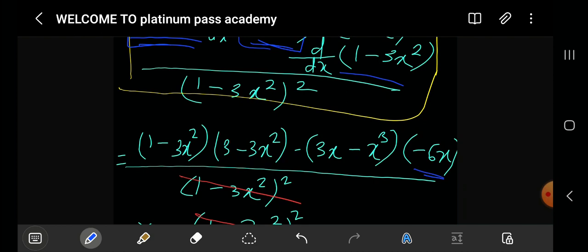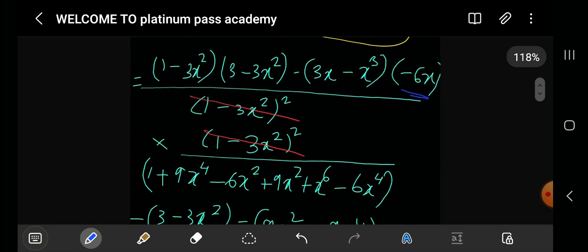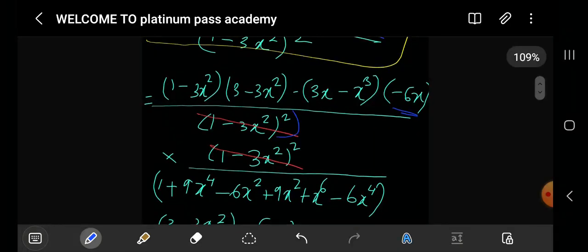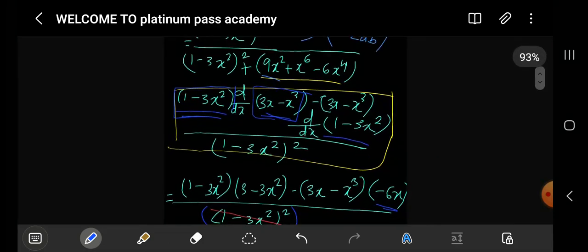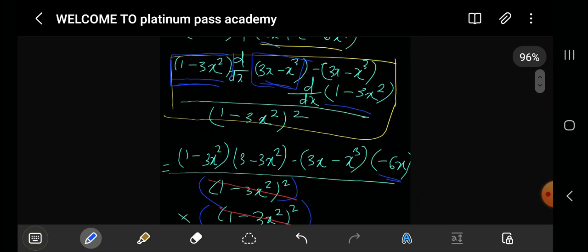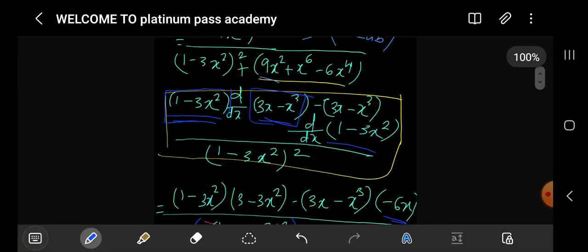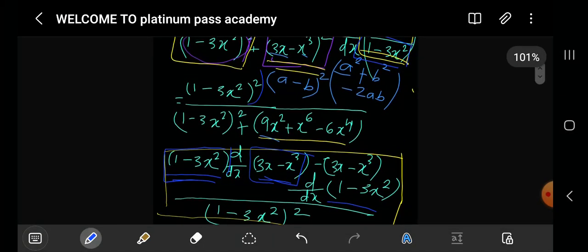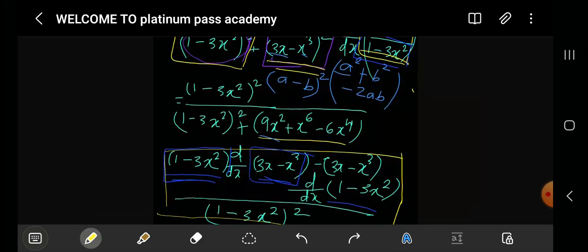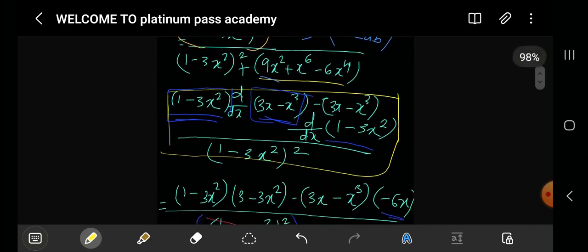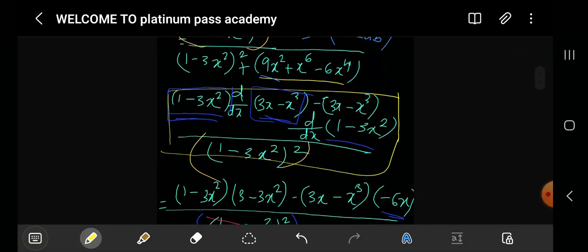So then you go here. This whole square thing gets cancelled with the numerator thing that is already here. Let me change the color. I'm going to take red, yellow. This one and this one cancel out.